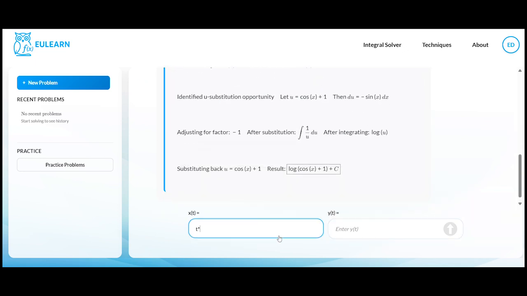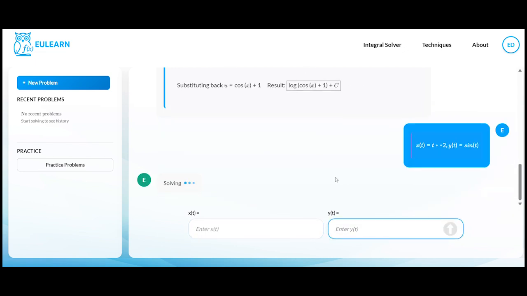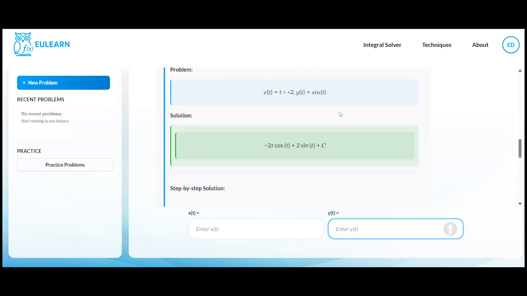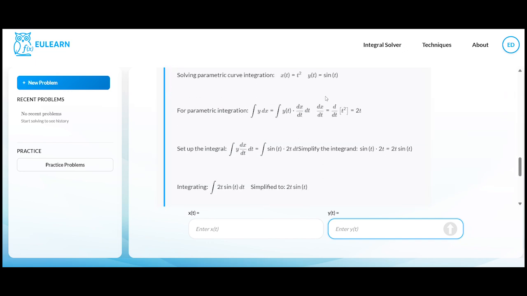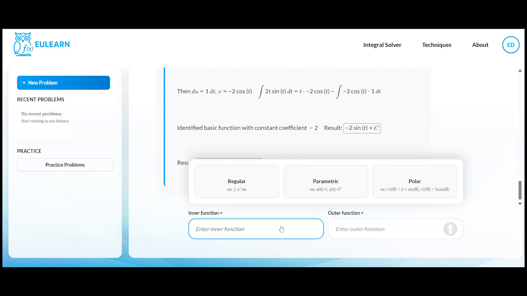Let's go to a parametric problem. X of t is going to be t squared, and y of t is going to be sine t. This is a parametric problem that requires integration by parts to solve. Let's see how Eulearn does. As you can see, Eulearn has converted the parametric problem into a normal integral and found the indefinite integral using integration by parts.